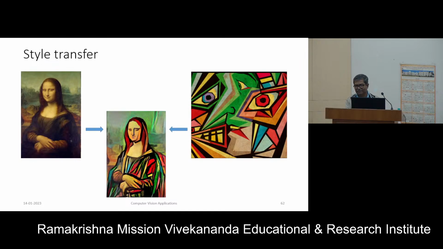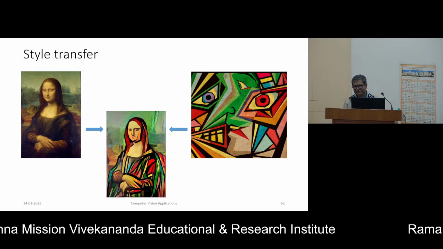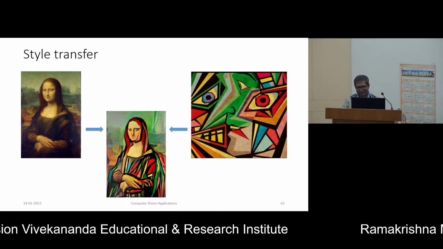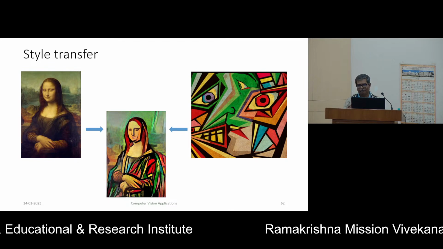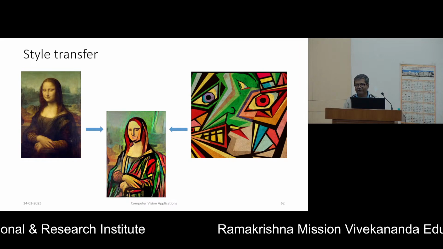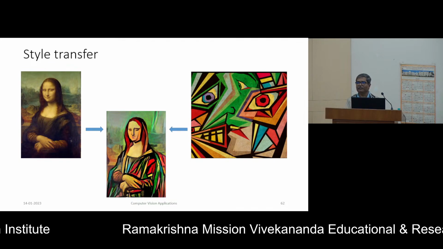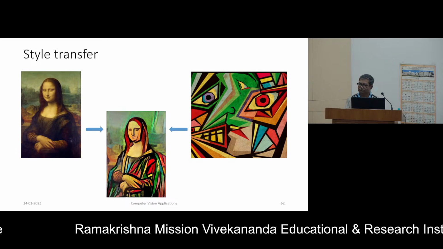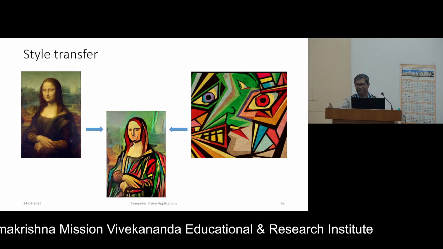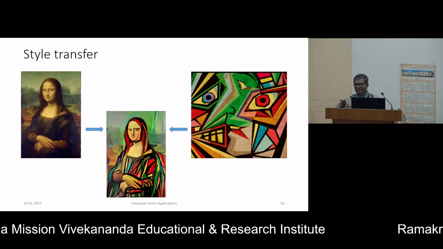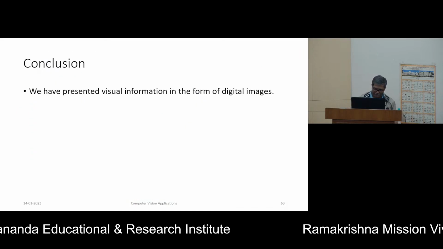Style transfer. The first image is the Mona Lisa drawn by Leonardo da Vinci. It's a realistic style. The rightmost one is drawn by Pablo Picasso, who is the founder of the Cubism style. Now your network can combine these two and draw the Mona Lisa in the Cubism style. You can transfer the image of a horse to an image of a zebra, just putting the texture on that. So there are many such applications going on using deep learning architecture.